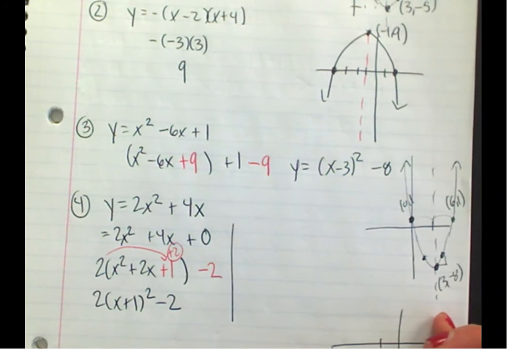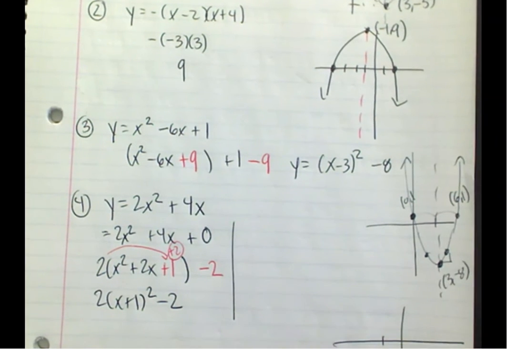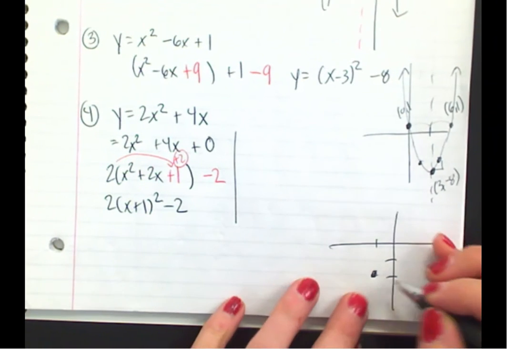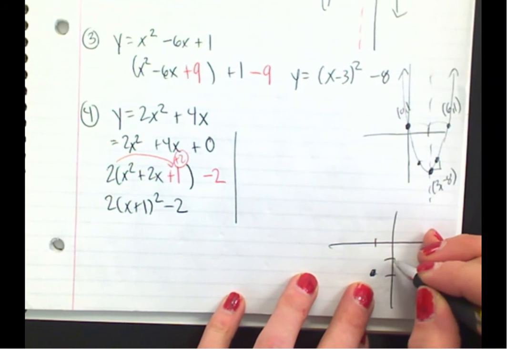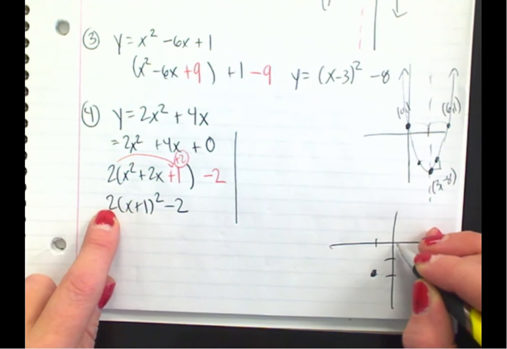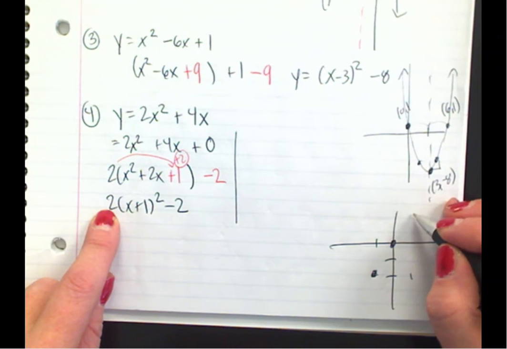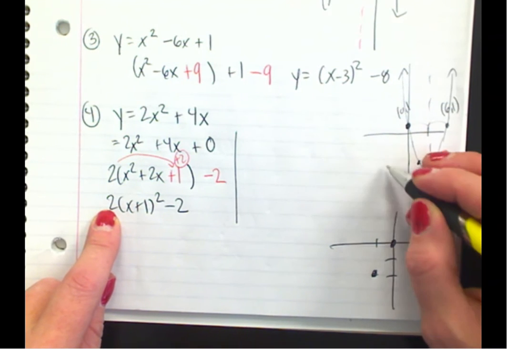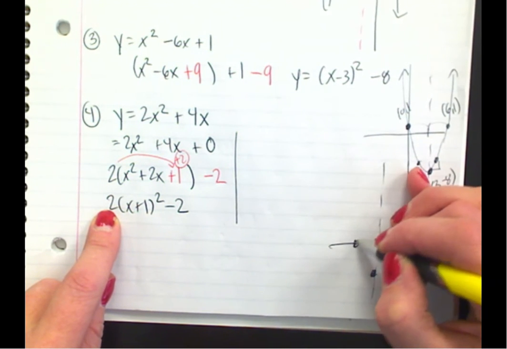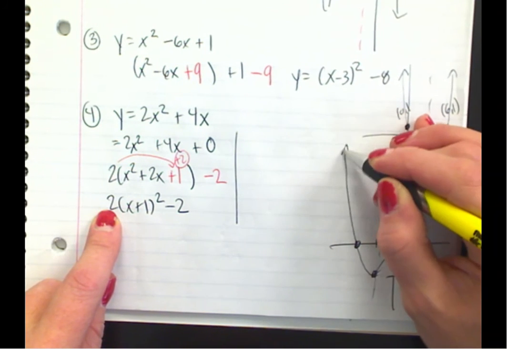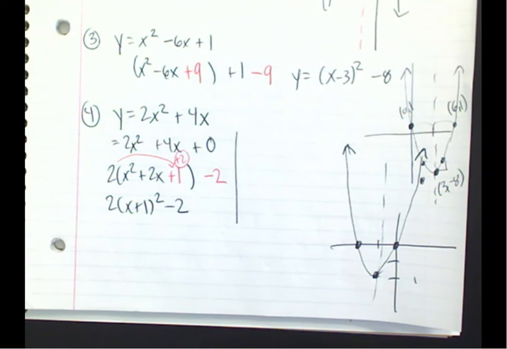Then I complete the square. Left 1, down 2. There you go. And then I plot my points. Over 1, up 1, times 2. Over 2, up 4, times 2. There's my axis of symmetry. So that was the complete the square method.